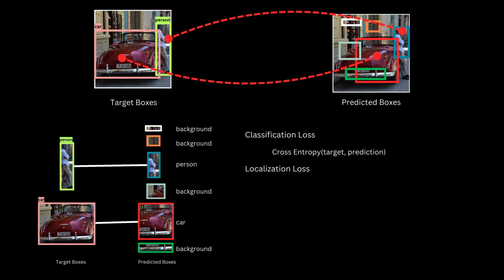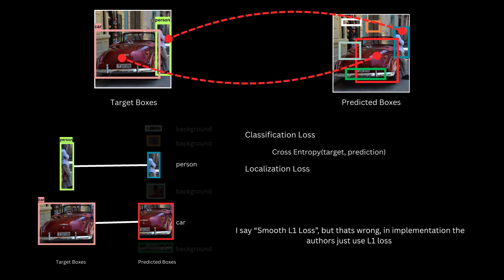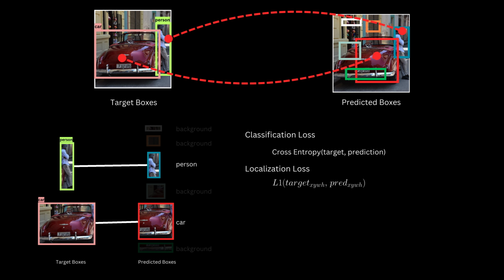Localization loss, which concerns only the foreground boxes, will be smooth L1 loss between predicted and target box coordinates. There will also be another component of localization loss, which will be generalized IOU loss, which aims to increase the overlap between target and predicted box through the course of training. Similar to cost, loss is also a weighted sum of these three components.